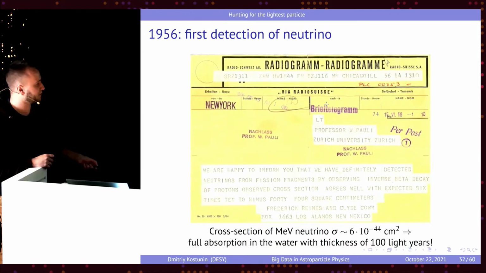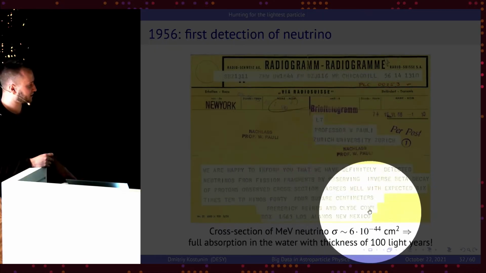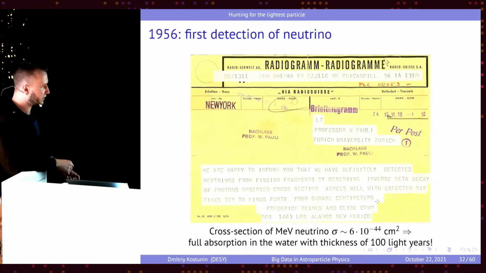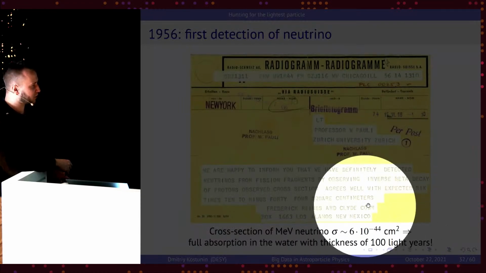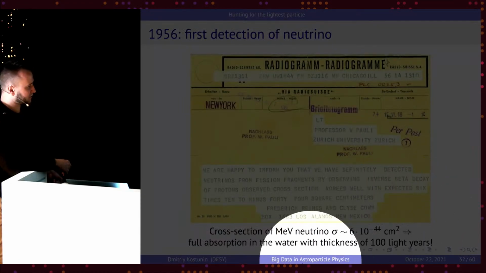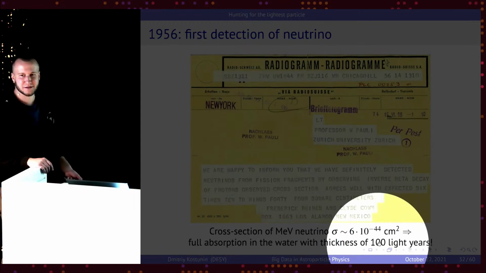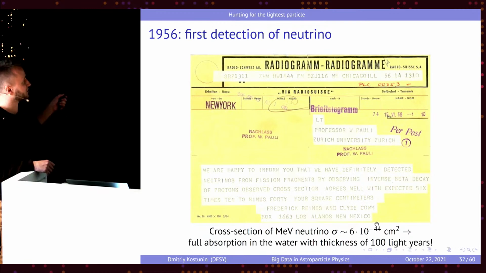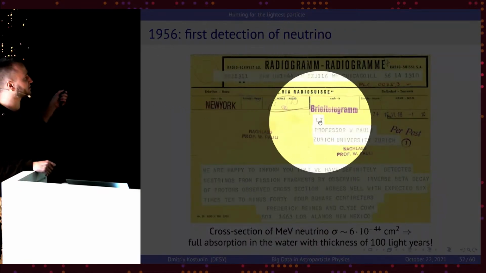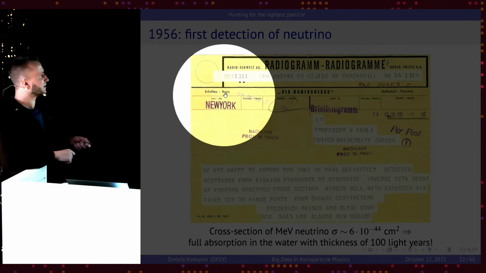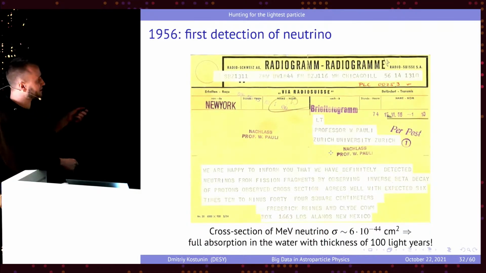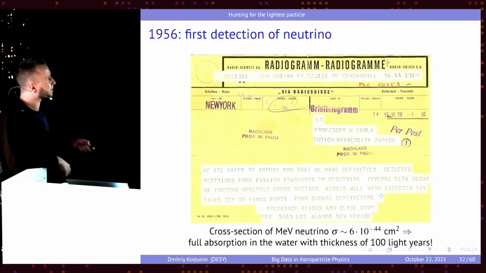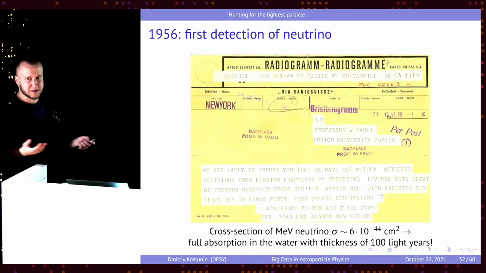Neutrino is a very weakly interacting particle. Here are some interesting numbers: the cross-section of an MeV neutrino. This neutrino is produced by stars in supernovae. To fully absorb it, we need a water layer of 100 light years. So it's almost undetectable, and it was detected only in 1956. It was a radiogram to Fermi, who actually predicted the existence of this particle and its properties.